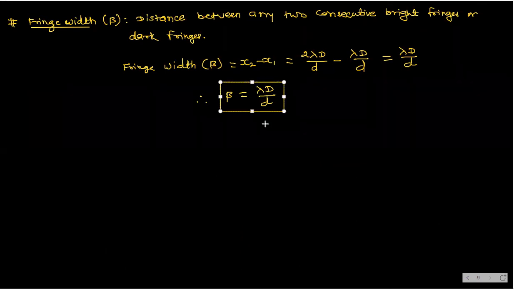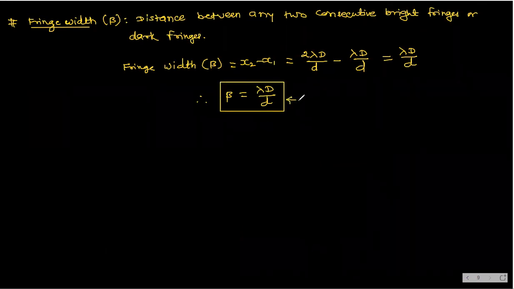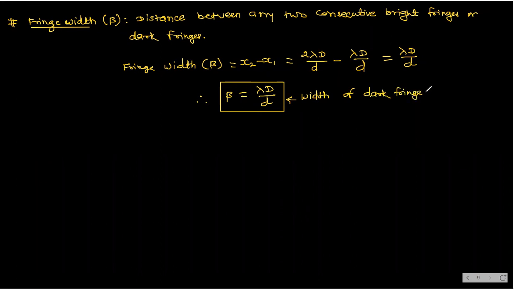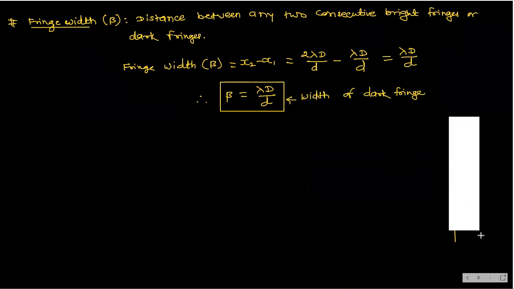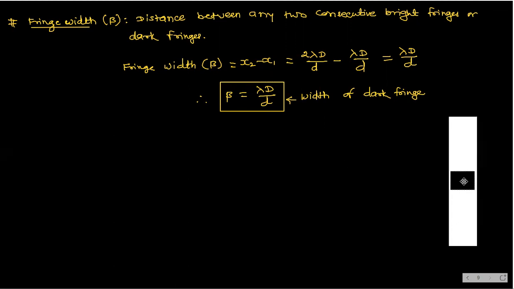And this is in between two bright fringes. So this is the width of a dark fringe. Actually, dark and bright are both of the same width. If I show you a little practical, this is a screen, and now I am drawing some dark and bright spots here. Suppose you are getting a central bright spot.